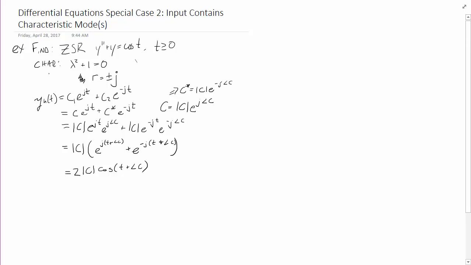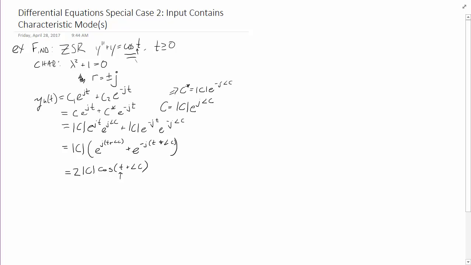Okay, so before we had the homogeneous as the sum of two complex exponentials, but because those complex exponentials were complex conjugates, we can write it as an amplitude shifted and phase shifted cosine. The forcing function is also a cosine. So here we see that the forcing function is exciting one of the characteristic modes, and we say that because the frequencies of both of these are the same.